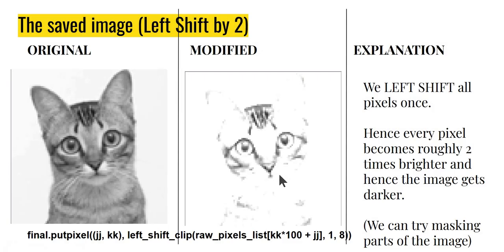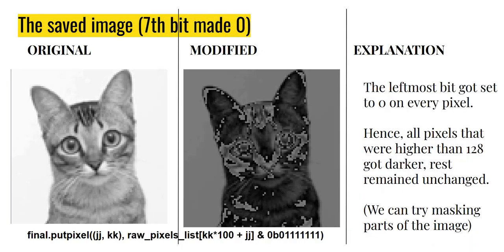Now I can do some more exotic things because all of this that we have done so far, you could argue that I could have multiplied, I could have just done division and floor division, but we can do some very interesting operations. For example, let's say I modified every 7th bit to 0. Now this is very, very interesting actually. Again, it makes you think about binary numbers. Basically, when I'm doing an AND with 0 followed by all ones, effectively I'm making the leftmost bit become 0. What that means is that all the pixels that were higher than 128 became darker and the rest remain unchanged.